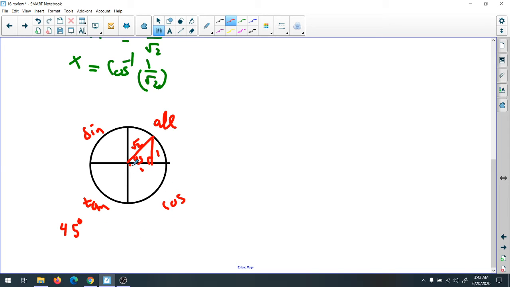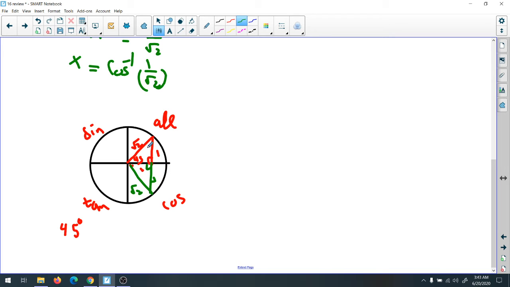Or in the last quarter, the fourth quarter. So 1 unit, negative 1, and this is 1, and this is the square root of 2. The cosine is positive 1 over square root of 2 here. The 45 degrees in here will be 360 minus 45. It makes an angle like that.